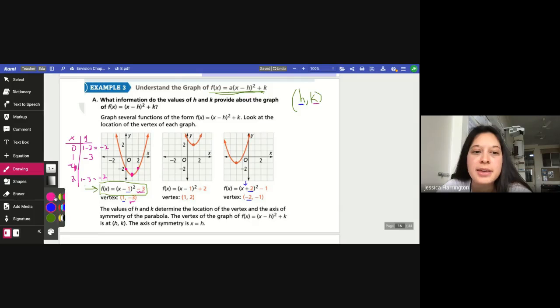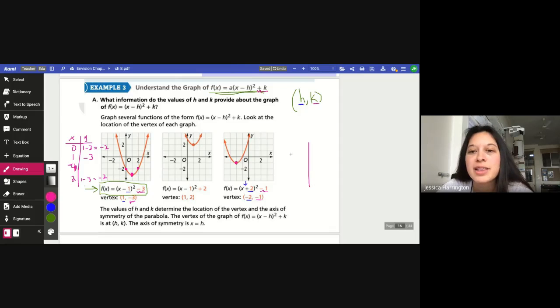Versus my k, my y coordinate is supposed to be a plus k. Here I have not a plus k, I have a -1. So that means my y coordinate is -1. So it's really important that you check these signs. If the signs don't match, you need to reflect it in your vertex coordinates. So I know the vertex is at -2, -1, that's here. That's the lowest point of the graph.